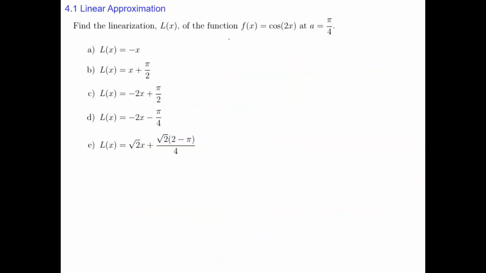Okay, and now I have I think two or three linearization problems. Really simple, really basic, and we will be done. That's part one. Then pay attention for part two.